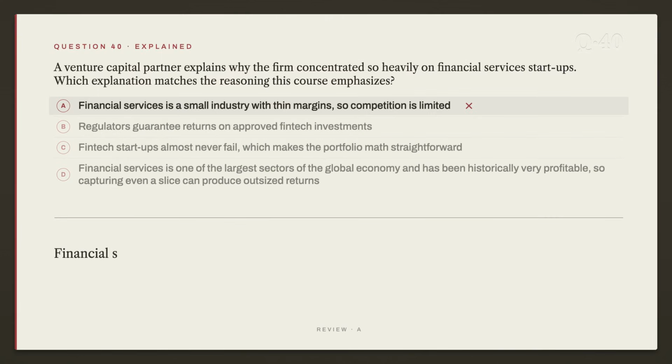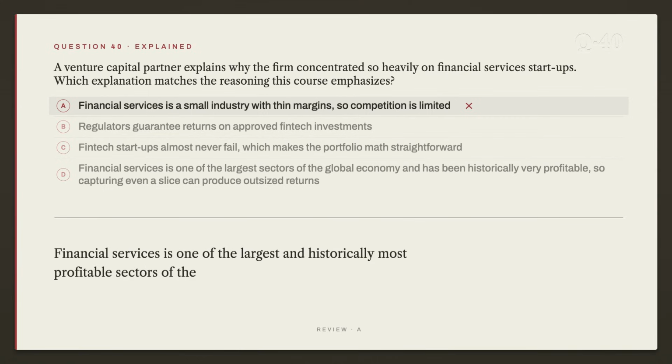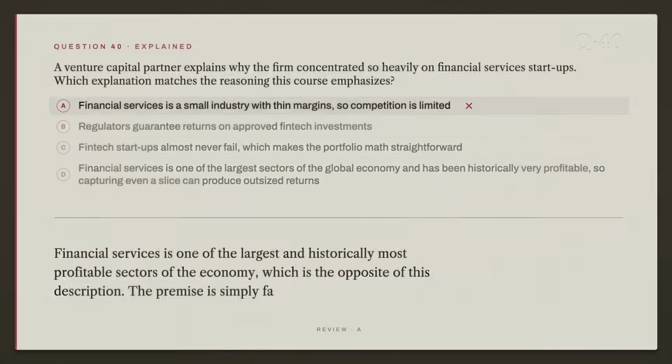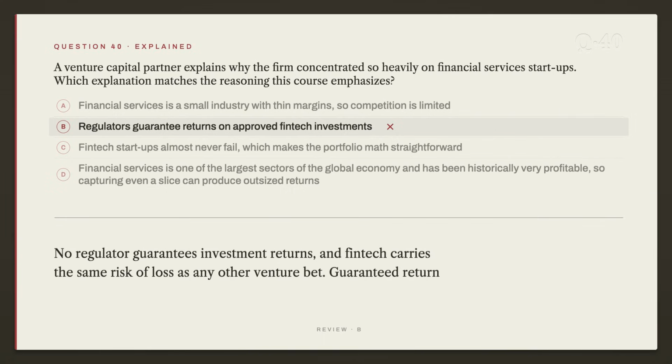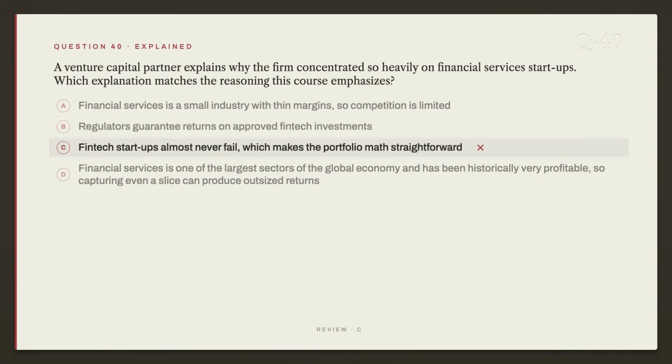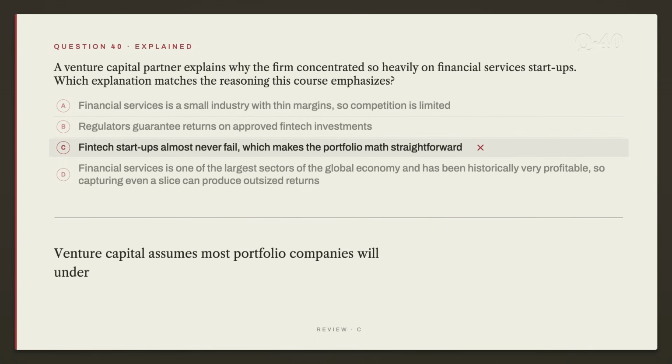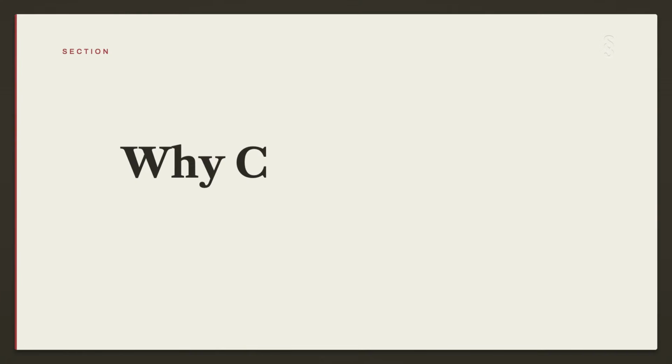A is wrong because financial services is one of the largest and historically most profitable sectors of the economy, which is the opposite of this description. The premise is simply false. B is wrong because no regulator guarantees investment returns, and fintech carries the same risk of loss as any other venture bet. Guaranteed returns do not exist in this asset class. C is wrong because venture capital assumes most portfolio companies will underperform or fail and relies on a few very large successes to carry the fund. Fintechs fail at ordinary startup rates.